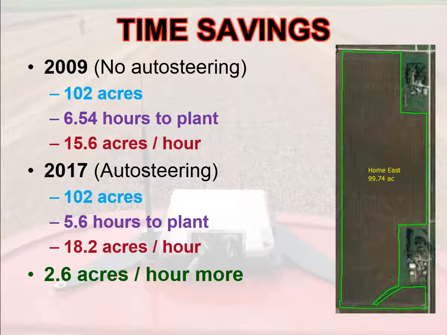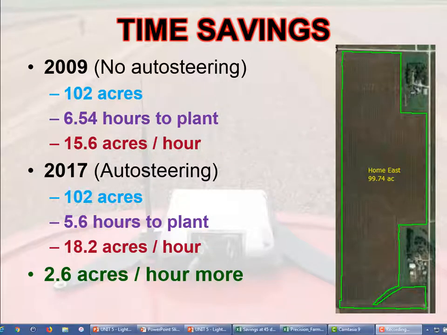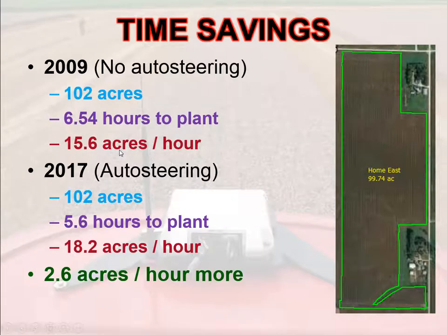Growing up, when I was planting, one of the things that we saw in the neighborhood was bragging rights. So those bragging rights are pretty important, that you want to make sure all your rows look straight, because no one wanted to drive through the countryside and see rows crooked and all that. So 2.6 acres an hour more is what it has saved us.